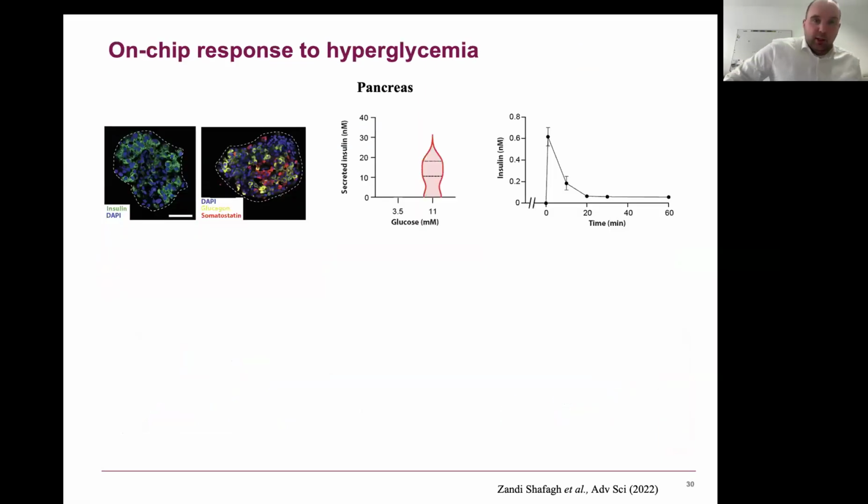And now a biological example. The islets are on one side. We can stimulate on chip with glucose, as I briefly mentioned already. Glucose stimulates insulin release.